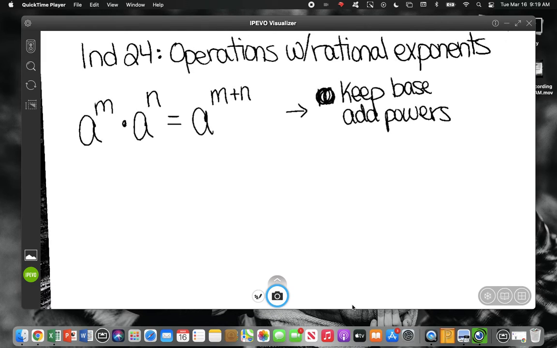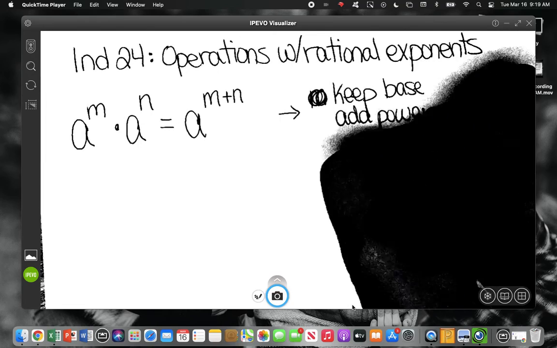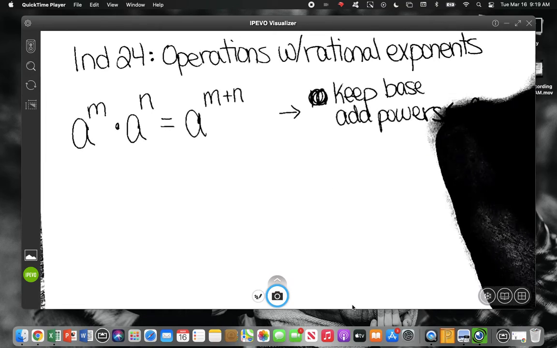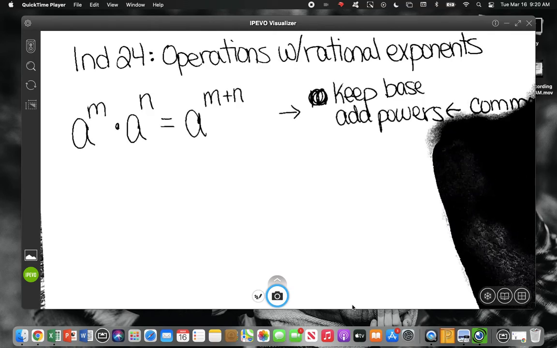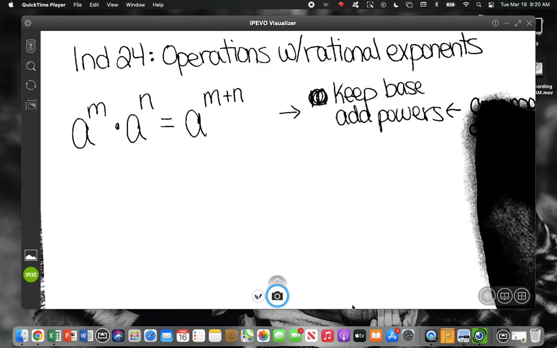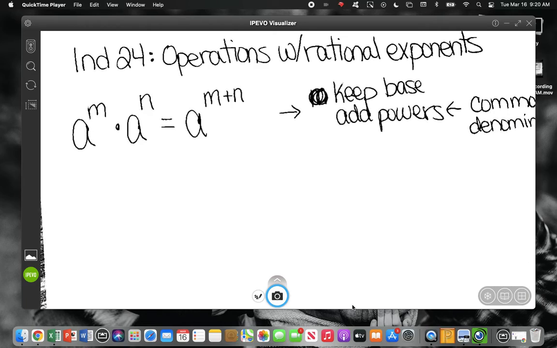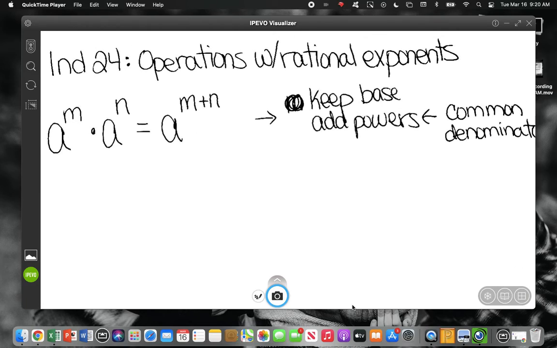So whenever you are adding fractions, what do you have to make sure? What happens with the denominators when you add fractions? You have to have common denominators. Wouldn't it make it 2a? It would not make it 2a. But whenever you are adding your powers, please make sure if it is a fraction that they have a common denominator. We have to have a common denominator.